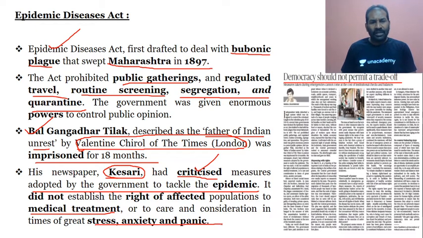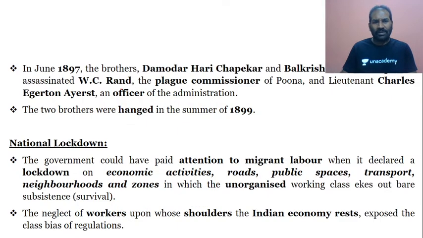And in his newspaper, the Kesari, he criticized the measures taken by the British Indian government under the Epidemic Diseases Act of 1897. And in June 1897, again from the history prelims point of view, the brothers Damodar Hari Chapekar and Balkrishna Hari Chapekar came together and assassinated W.C. Rand, the plague commissioner of Pune then.